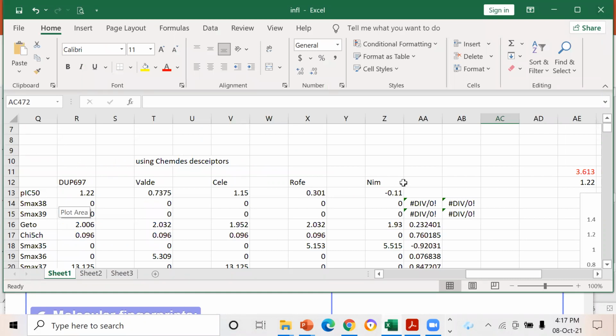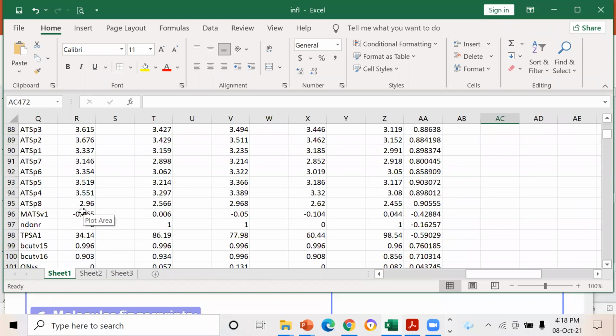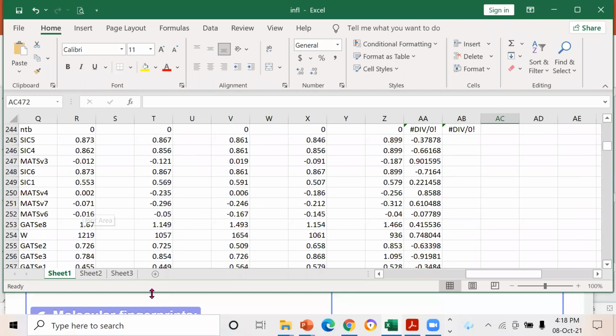This is the master file. Here I have the activity, that is my Y. And here I have all the descriptors. You can see, so you have to assemble this finally. It doesn't happen on its own. You have to do it yourself.